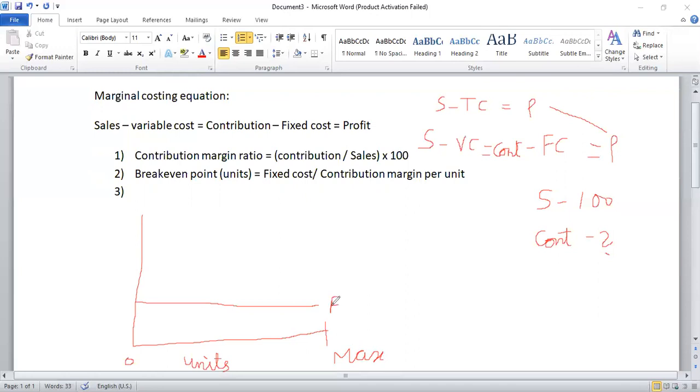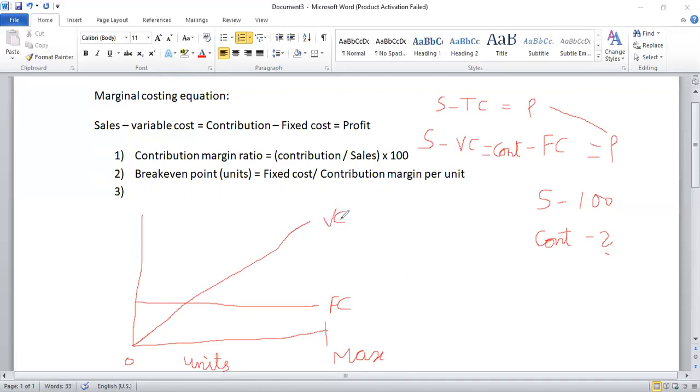Then we see there's another cost, which is variable cost, which varies proportionately with the output. So at 0 number of units, it is 0. But as the output keeps increasing, we see variable cost also increases. So that's variable cost.